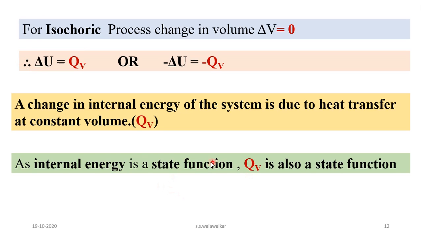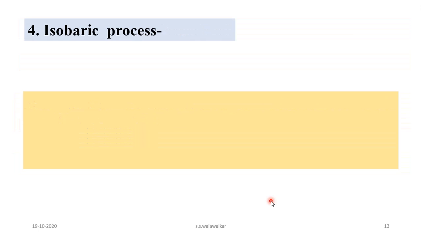Remember that this point is very important. Heat and work are path functions. But here, if this heat is supplied or released at constant volume, then it is a state function. Otherwise heat is a path function. We have studied path function and state function in my previous video.